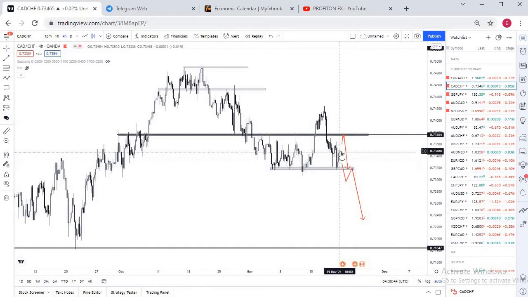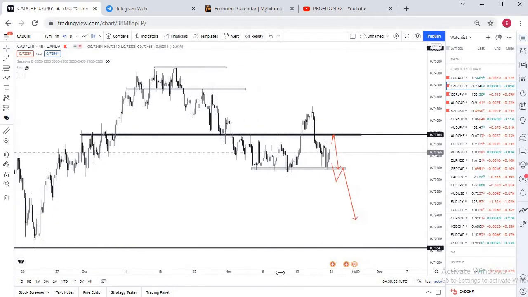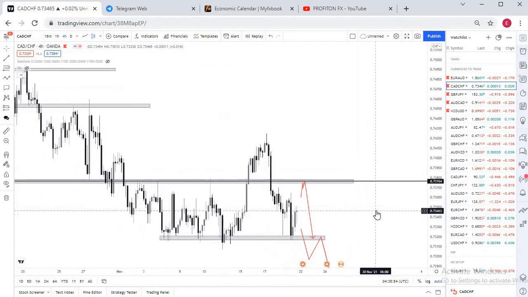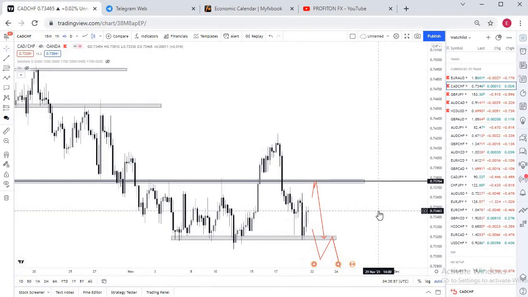So these are the two setups that I'm watching on Canadian dollar Swiss franc. I believe they are clear. So let's move on.